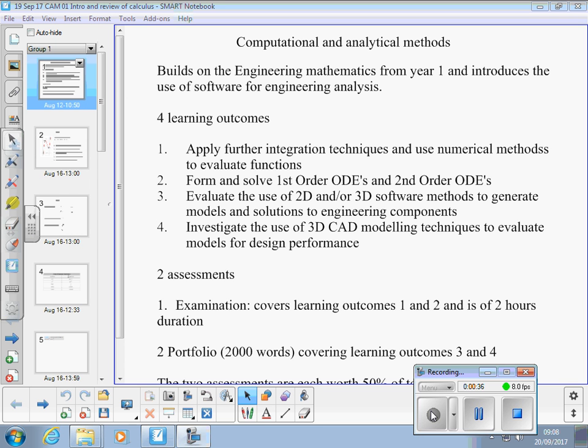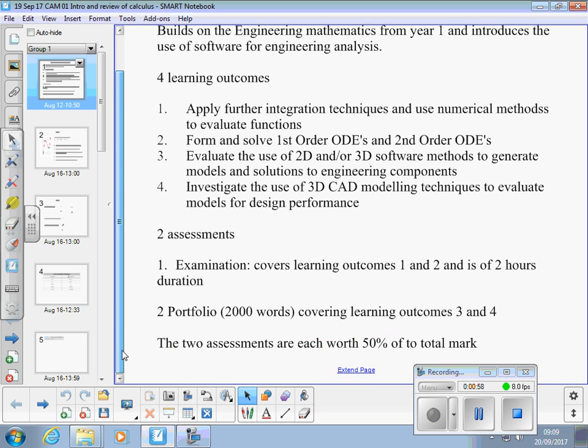Learning outcome 2. Form and solve first order ODEs, ordinary differential equations, and second order ODEs. Evaluate the use of 2D and 3D software methods to generate models, and investigate the use of 3D CAD modeling techniques. Okay. There are 2 assessments.